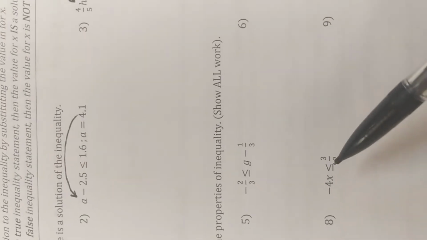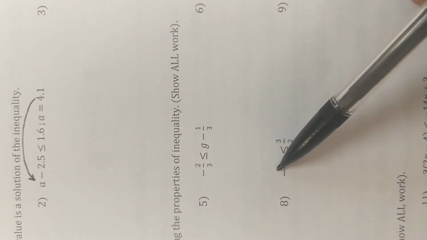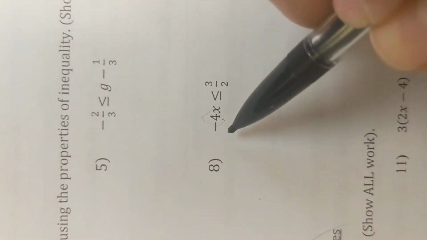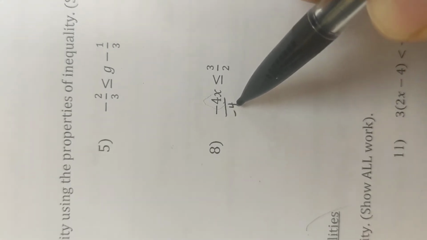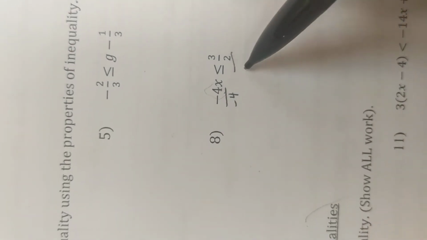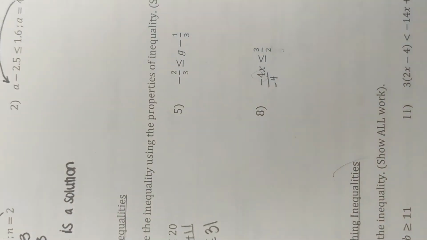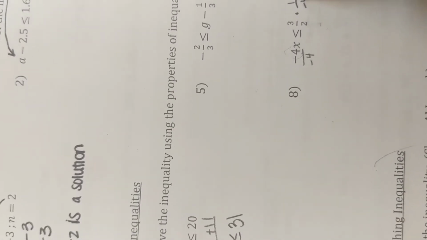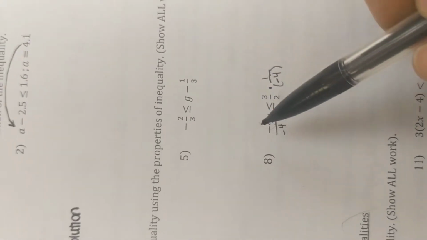Let's see, like this one right here. To get x by itself, we have to get rid of that -4 in front. To do that, I have to divide each side by -4. Now, I could show this as being divided by -4, but remember, dividing by 4 is the same thing as multiplying by 1/4, and that should be a negative still.